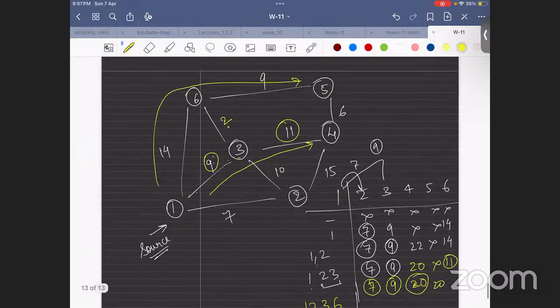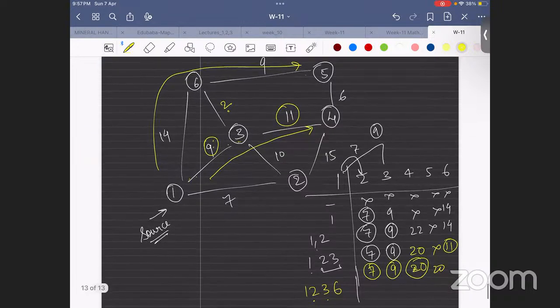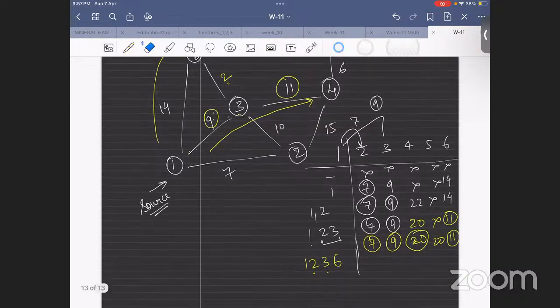I don't think so. There's anything lesser than that. Yeah, and if you have to reach it to 6, this is already been done. Okay. So the next thing is this. Both are 20, right? So you can take any of the two.